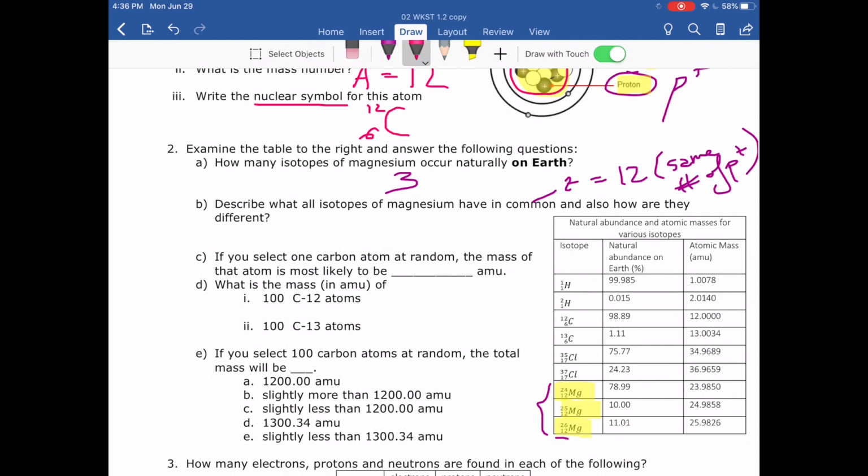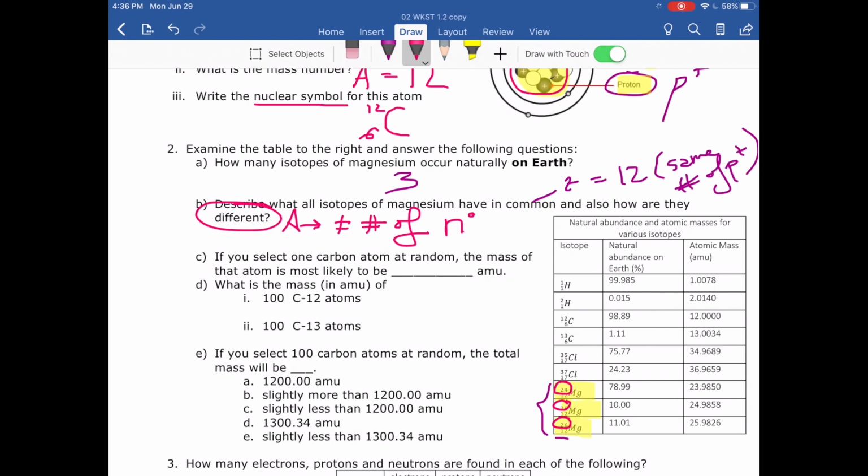And what is different about them? What's different, as you can tell over here, is their mass number. So what's different is A, the mass number. And that means that they have a different number of neutrons. That is what makes them different. That is what makes them isotopes.